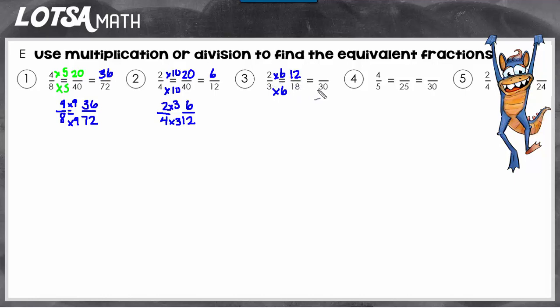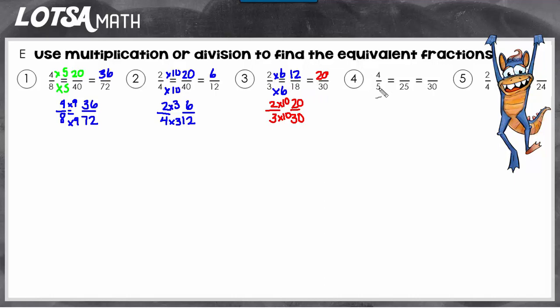Okay, and so I see to get from 18 to 30, I don't really know how. So I'm going to look again and just rewrite the 2/3, and I'm going to go straight from 2/3 to 30ths. So 3 times 10 is 30. So what I do to the bottom, I got to do to the top. So the answer is going to be 20 30ths, and all 3 of these are equivalent.